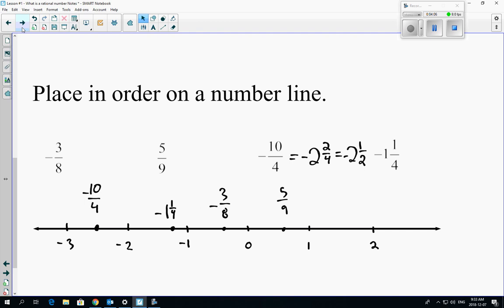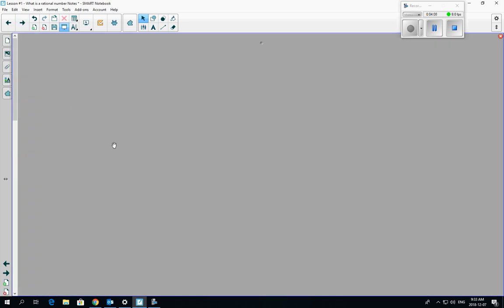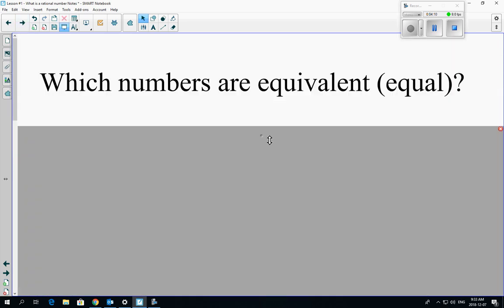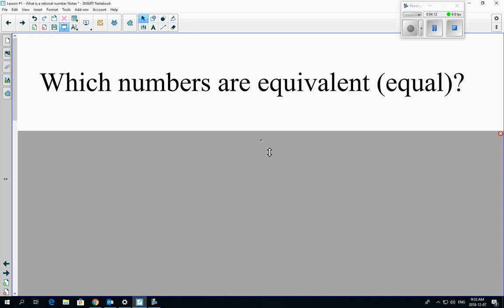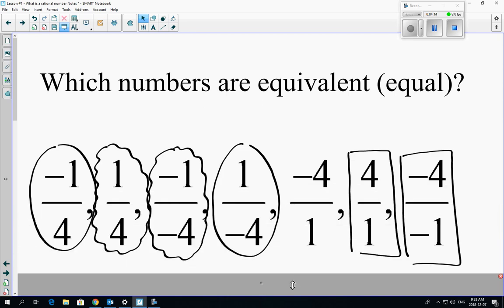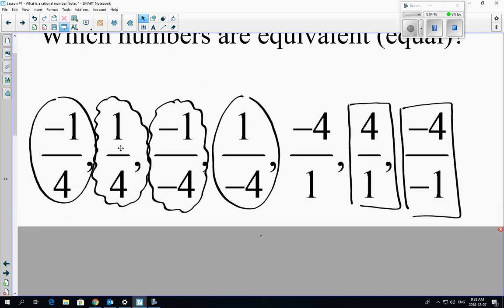Okay, last page. So we can talk about which numbers are equivalent or equal. We got a bunch of numbers here, and when I teach this, I like to show students how to circle things or make boxes around things showing equivalent numbers. So if you look here, we got a circle around here. There's negative 1 on the top and 4 on the bottom. Well, that's the same as 1 on top and negative 4 on the bottom because they're both negative 1/4.